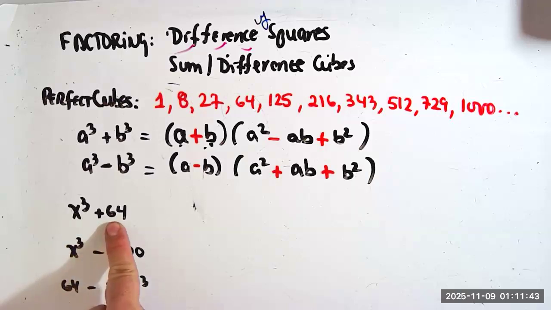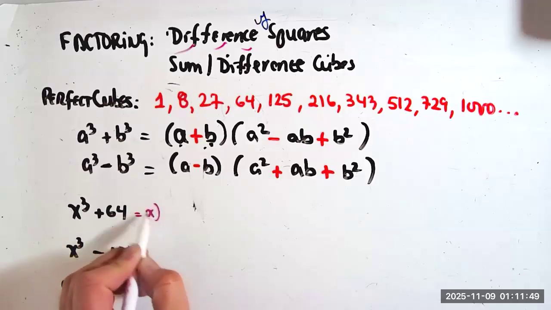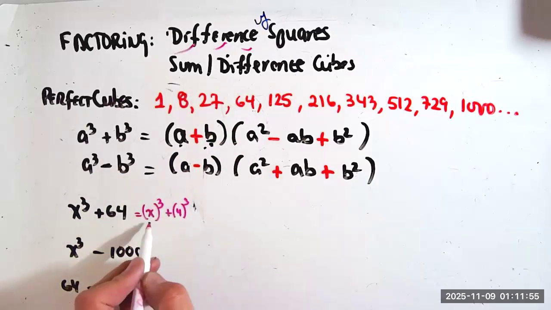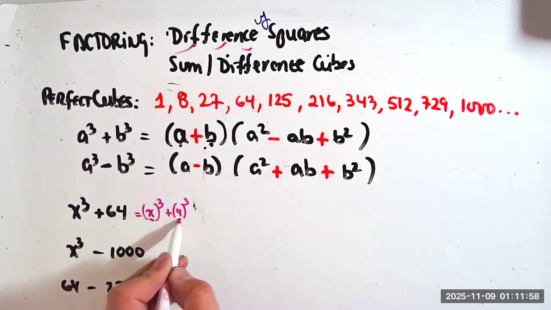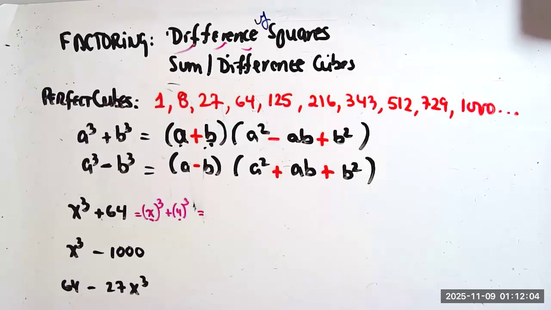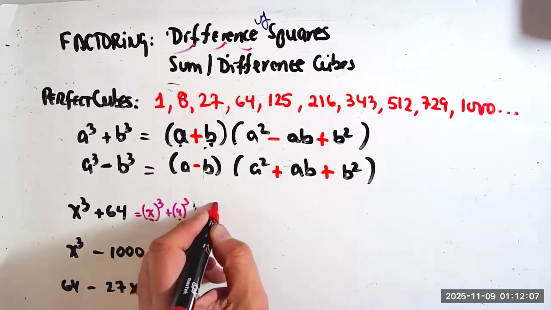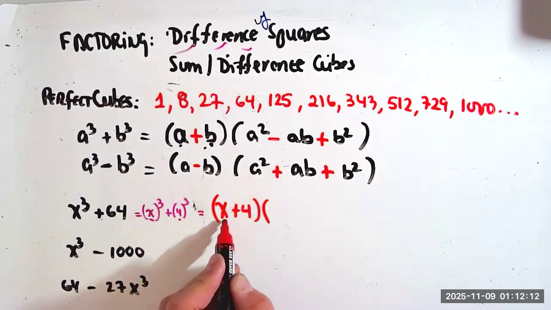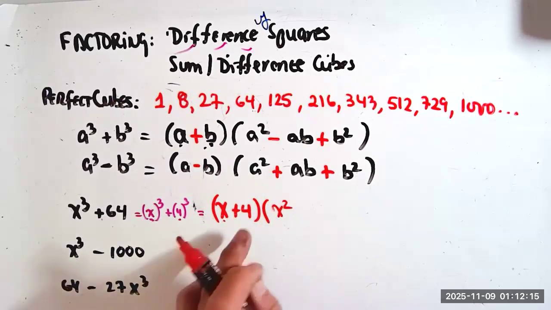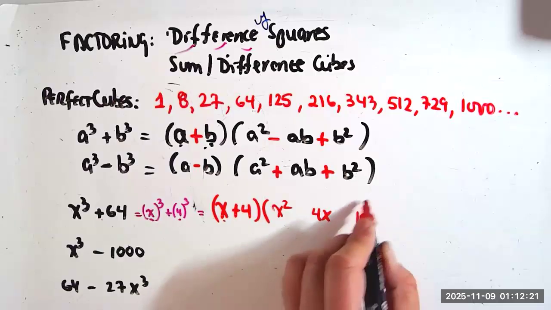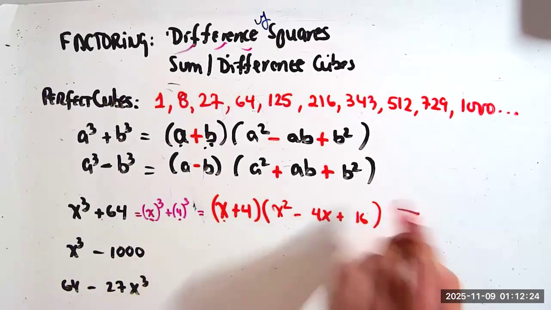If I have x cubed plus 64, I recognize that this can be written as x cubed plus 4 cubed. So my A will be x, and my B will be 4, and this is plus. So how do I factor this? That would be x plus 4 with the binomial. Then the trinomial: we square the first one, x squared, multiply 4 times x, 4x, square this last one, 4 times 4, 16. Signs: plus, minus, plus. Done.